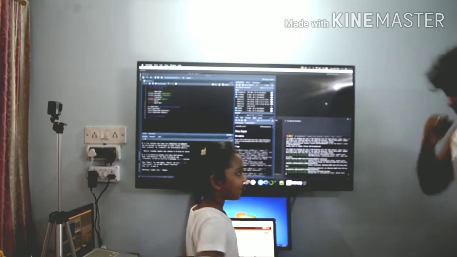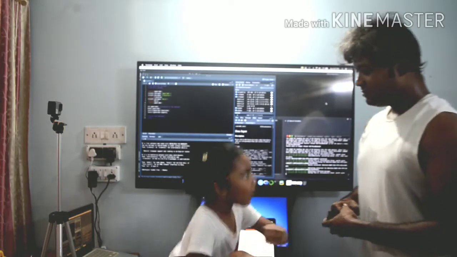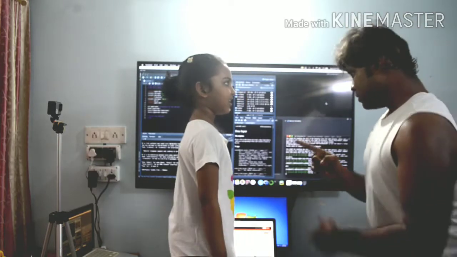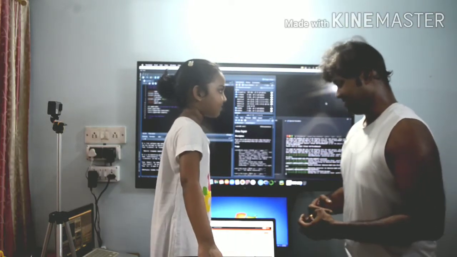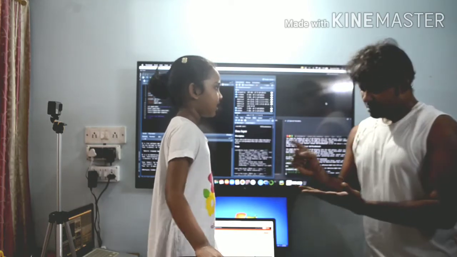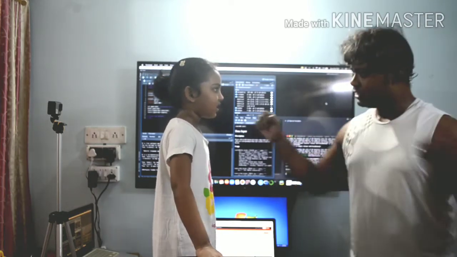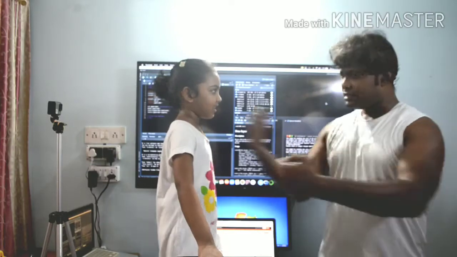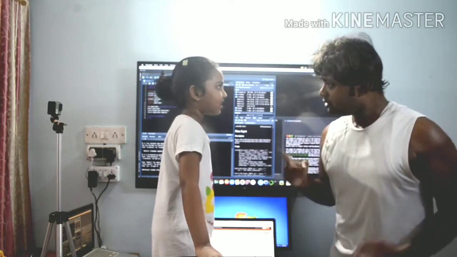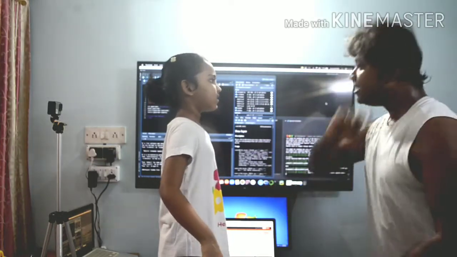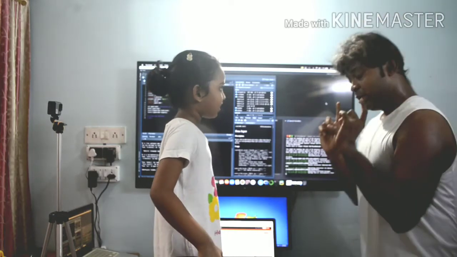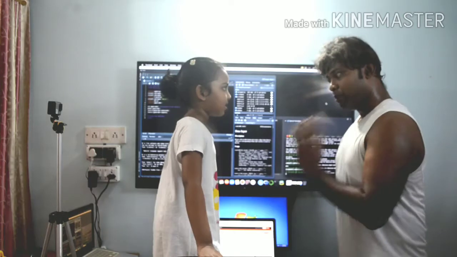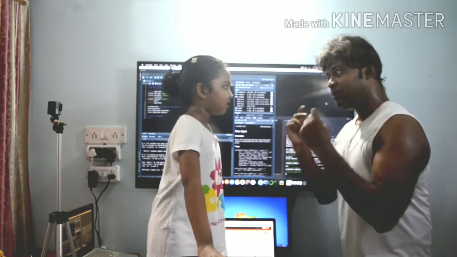Yes? Sister, we're gonna make a magic today. What magic? You remember Harry Potter? You love Harry Potter, right? I love Harry Potter too. And you remember Harry and Ron had an invisible cloak that they wrapped around themselves and no one was able to see them? We're gonna make an invisible cloak. How? Alright, so we will be using a computer program to make ourselves vanish.